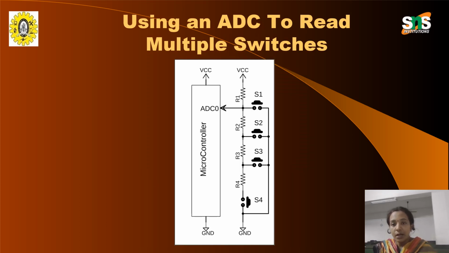Using analog to digital converter to read multiple switches. Here also we have switches connected with resistors to make the microcontroller connected with input-output switches. So this is a best example for providing input through switches to the microcontroller.